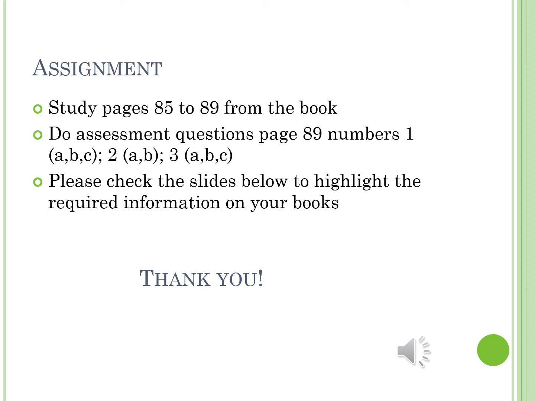As an assignment for next time, please study pages 85 to 89 from the book, do the assessment questions on page 89, and check the slides below to highlight the required information in your books.